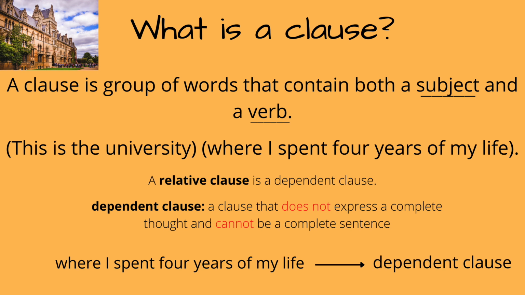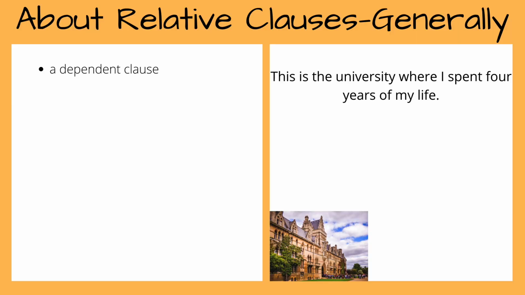So, a few points about relative clauses before we dive into learning more about defining and non-defining clauses specifically. And we are going to use the sentence, "This is the university where I spent 4 years of my life," as a reference. So the relative clause is a dependent clause, as I've mentioned, and it is a clause that works like an adjective in a sentence, which is why it is also called an adjective clause. So it functions as an adjective would.